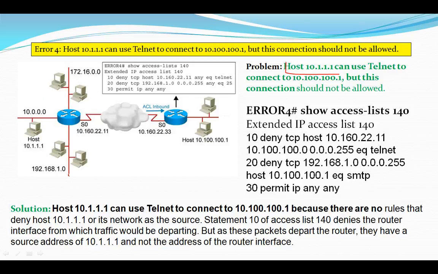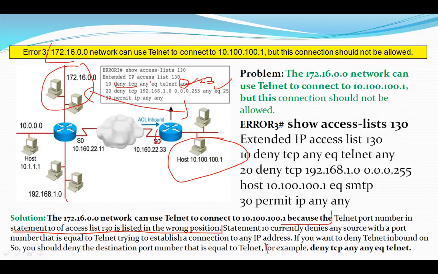So again we will see the situation here. I have a host here, and this host can use telnet to this one, but this connection should not be allowed. Again we will see the same thing. Earlier it was here, now we will see it here.